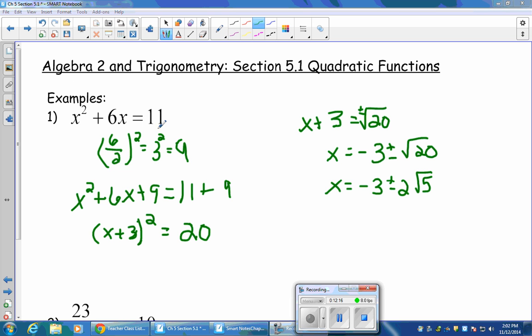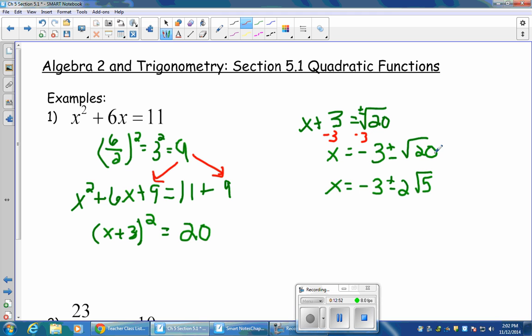Okay, so we move the constant term to the other side. That was already done for us. Take your b term, divide it by 2, and square it. We get 9. We take that number and we add it to both sides of our equation. We reverse FOIL this side, x plus 3, x plus 3. 11 plus 9 is 20. We take the square root of both sides. We move the 3, subtract 3 to move it to the other side. We get negative 3 plus or minus the square root of 20.